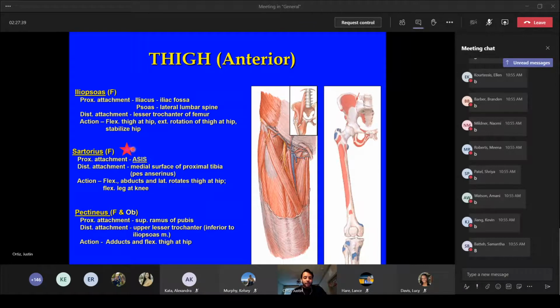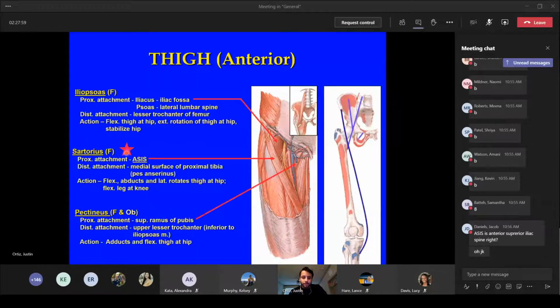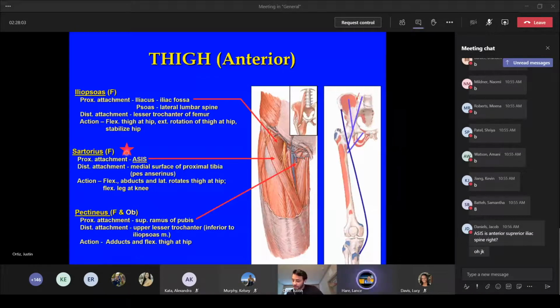And in this, I put a huge star here because the sartorius is a 2-joint muscle. It's going to be a 2-joint muscle because it attaches to the ASIS, which is the anterior superior iliac spine, and it goes all the way to your tibia, right? So it's going to cross your hip joint as well as your knee joint. So your sartorius is a 2-joint muscle. I would note that. So here we go. Everything he put here, I just put into simple slides. Yeah, the ASIS is the anterior superior iliac spine.